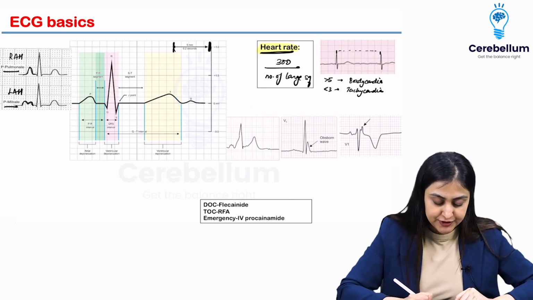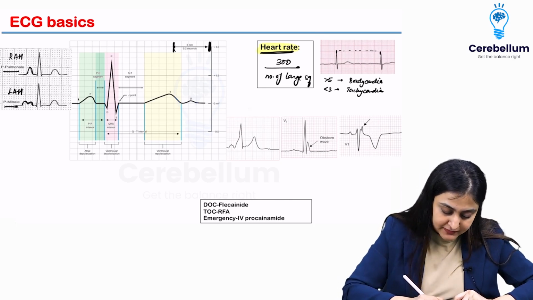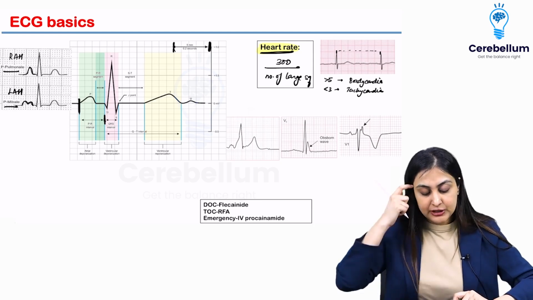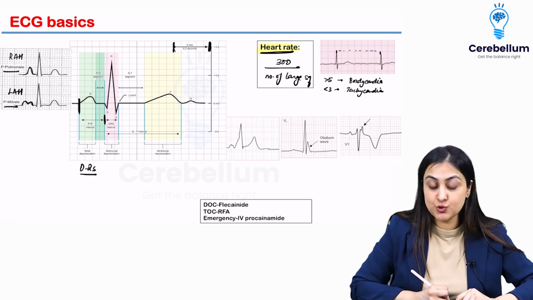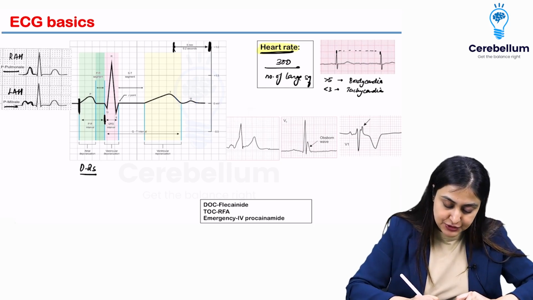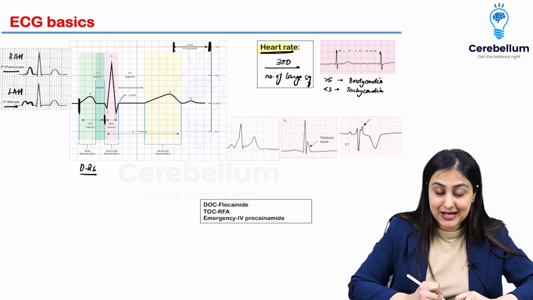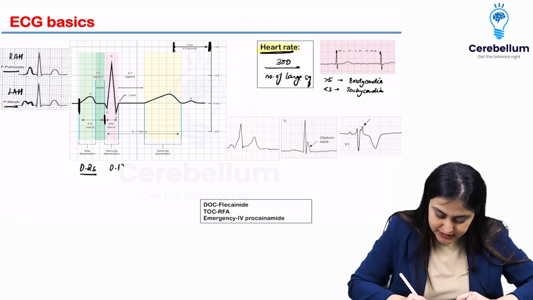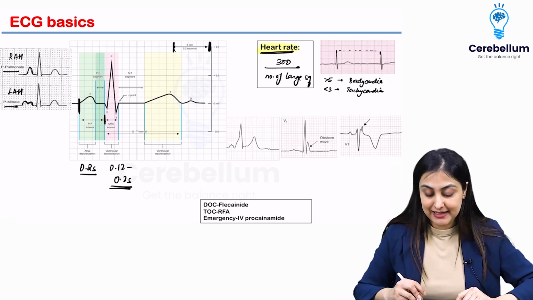Now let's go further. So you have something known as the PR interval. What is the PR interval? It is from the beginning of the P wave to the beginning of the QRS. Alright, so that is the PR interval, which is roughly 0.2 seconds. Then you have this QRS, which is the depolarization. So here we want to look at the QRS interval as well. QRS interval is somewhere between 0.12 to 0.2 seconds. Wide QRS versus narrow QRS is going to help us, and we'll talk about that in arrhythmias.